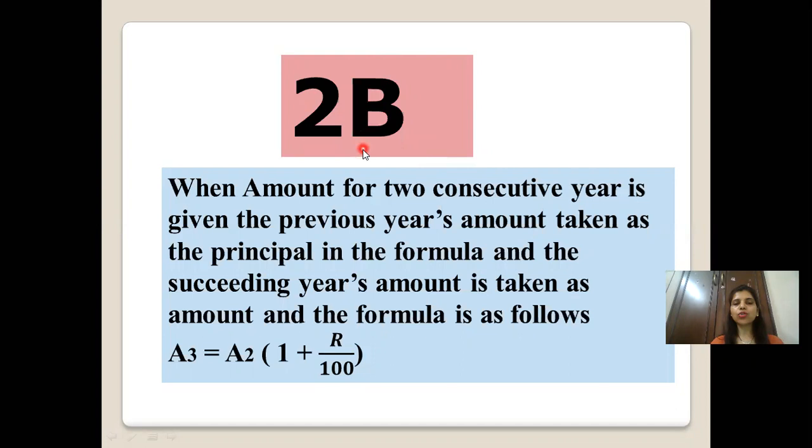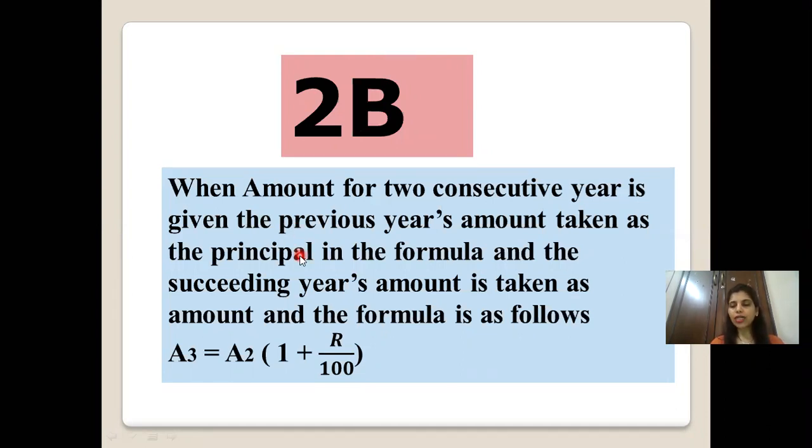So in exercise 2b, the sums are a little different from what we did in the previous videos. Here the amount is given to you in the sums, and the amounts for the succeeding years are given, and you have to find the principal and the rate percent.